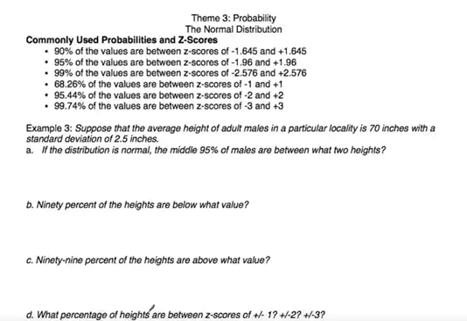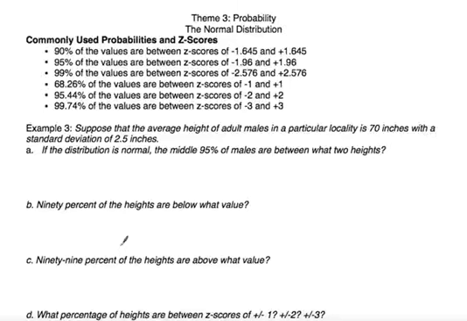Commonly used probabilities and z-scores. So 90% of the values are between z-scores of negative 1.645 and positive 1.645. 95% of the values are between z-scores of negative 1.96 and positive 1.96. 99% of the values are between z-scores of negative 2.576 and positive 2.576.